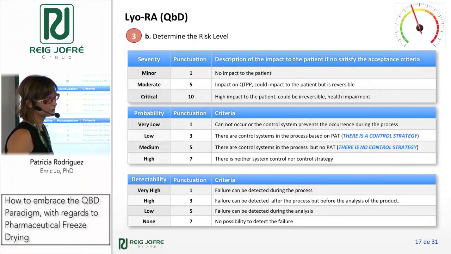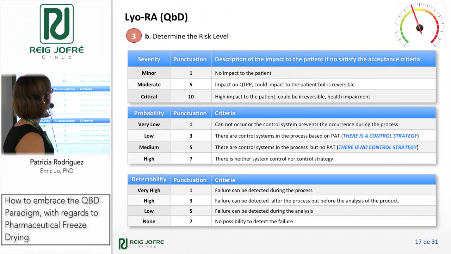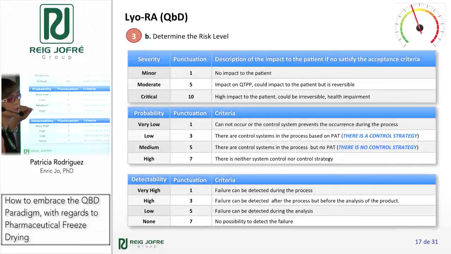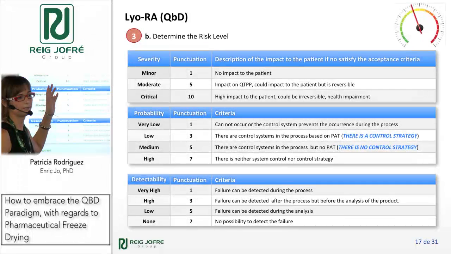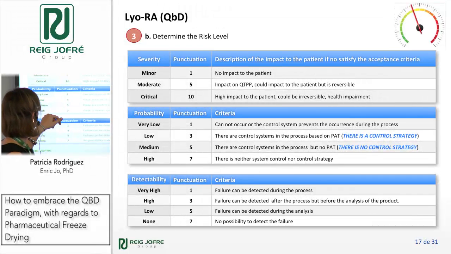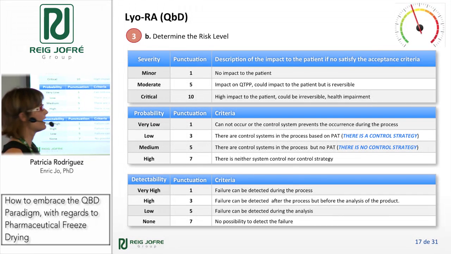Then we are going to determine the level of risk. To do that, we use a rationale, and we establish the consequence of the occurrence, the probability, and the possibility to detect it. So we have severity from minor to critical, so no impact to the patient or high impact to the patient, which could also be irreversible. Probability from very low to high.